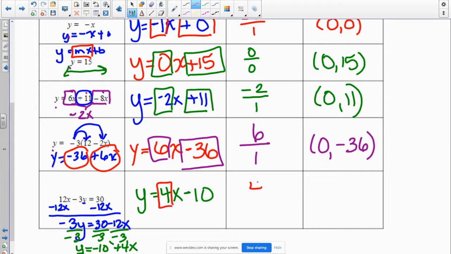Slope, so 4 over 1. Y-intercept, 0, negative 10. So this is how you find the slope and y-intercept of your lovely equations in y equals mx plus b.